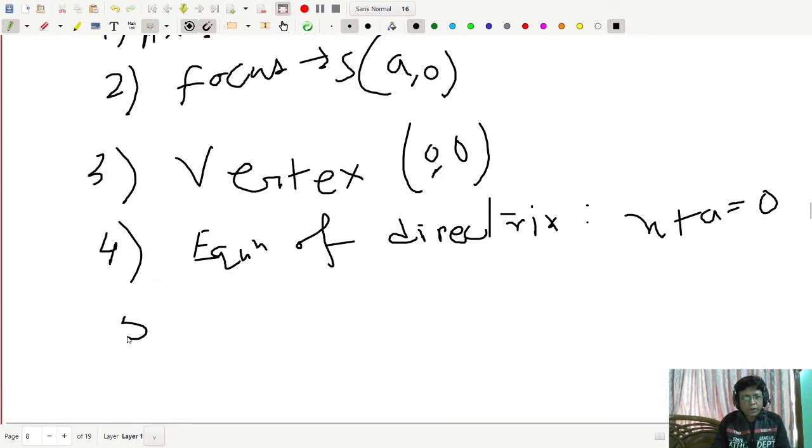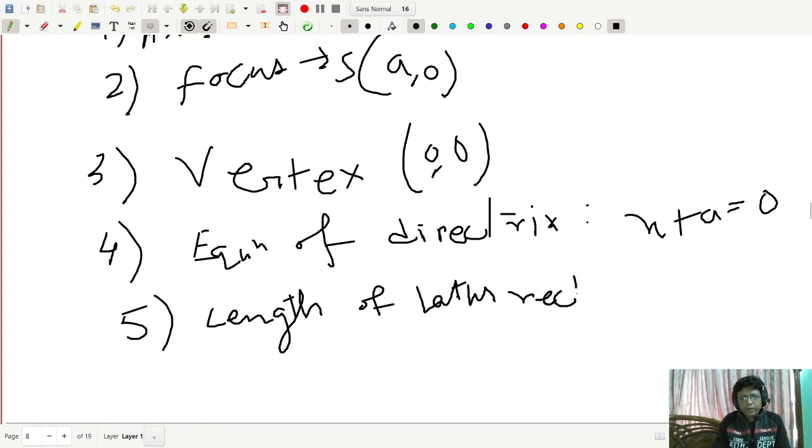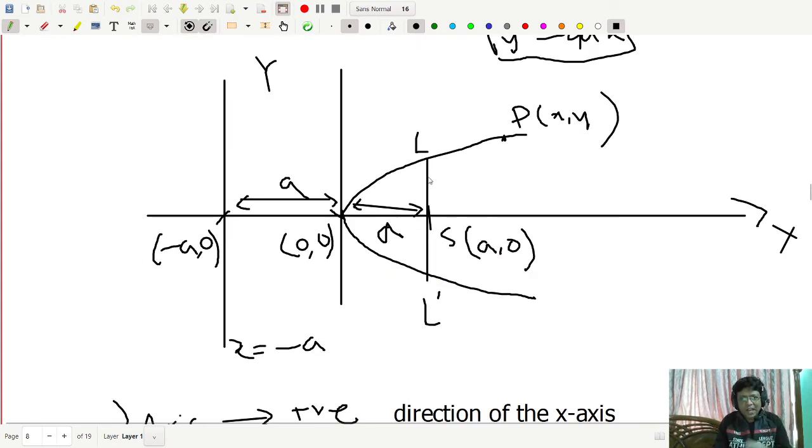So another important thing is the length of the latus rectum, right? Length of the latus rectum is 4a units. The length of this L L dashed is 4a units, and this is symmetric about the x-axis. So this length is 2a and this length is 2a.